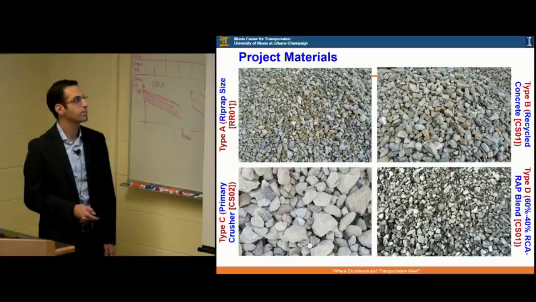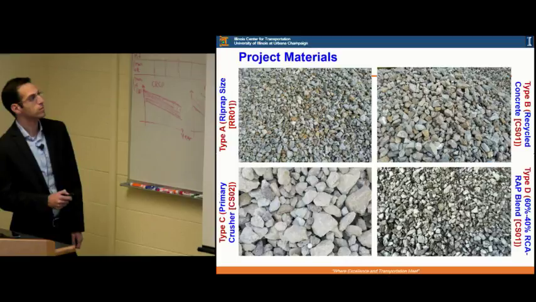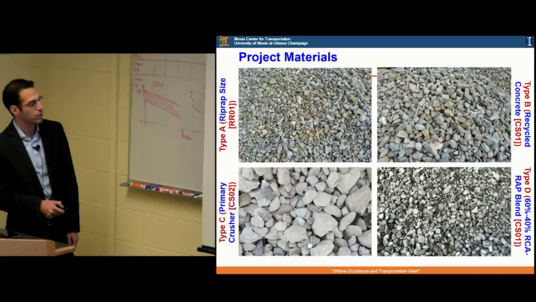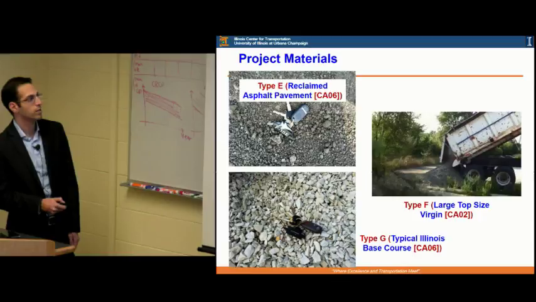Just to give you an idea about the pictures and the sizes, these are the different materials that will be used. Each picture here has a calibration bowl. Probably it's more clear here. So this is a 1-inch bowl, and you can see how large these rocks are. They vary from just virgin aggregates such as type C and type A here to recycled materials such as this recycled concrete material and RAP blend with concrete. This is the large top size virgin material, and these are the two capping materials that will be used, the RAP and the typical dolomite material.